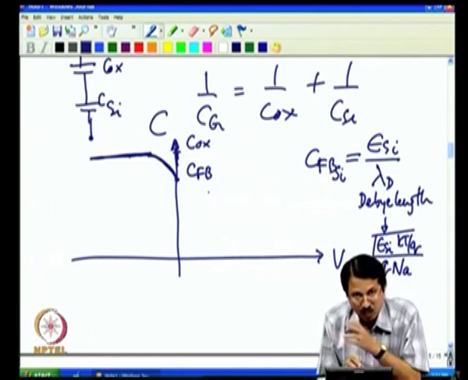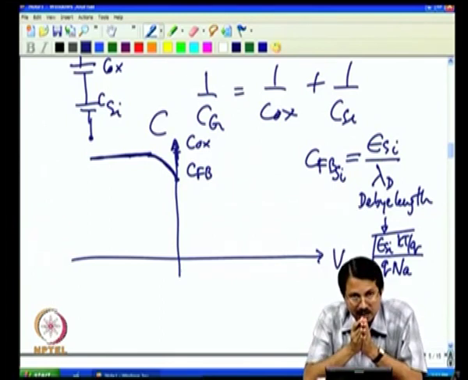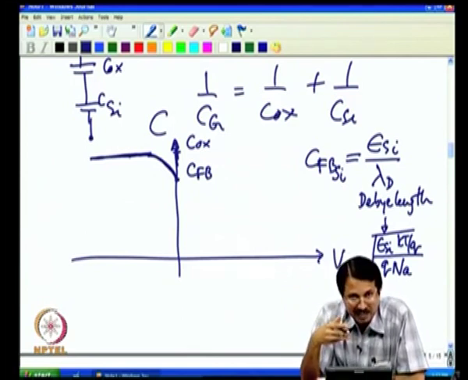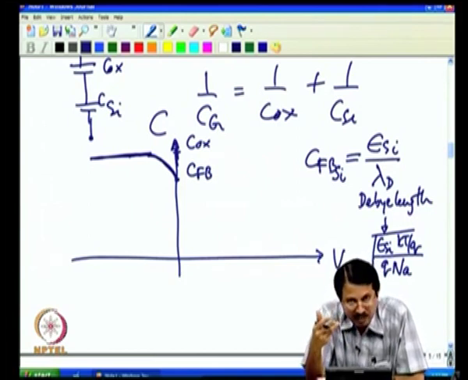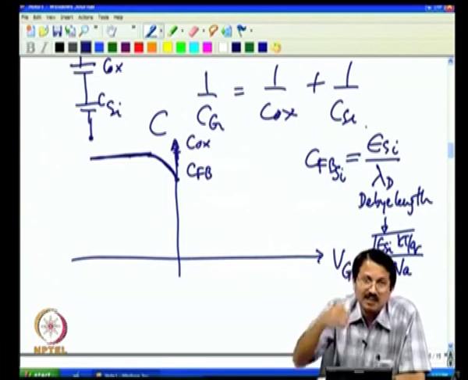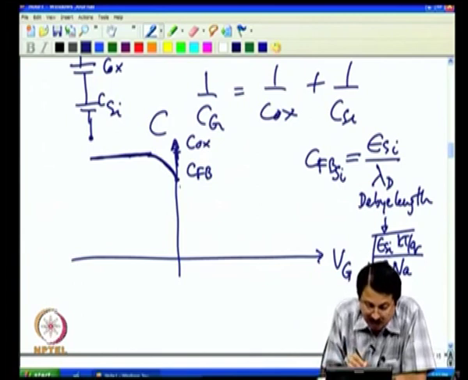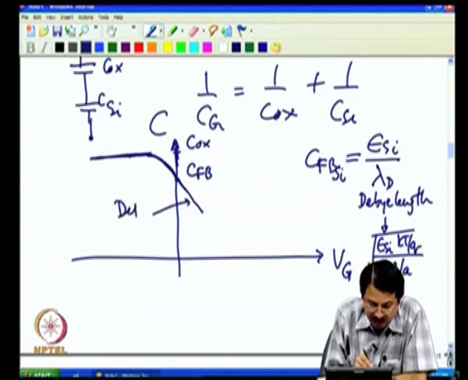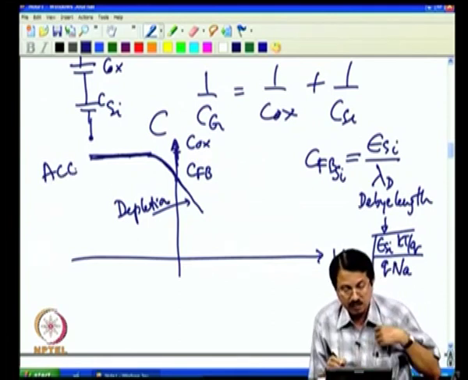Beyond this, I am going into the depletion region. In the depletion region, what is happening? The charge is of course not changing as fast as it was in accumulation and even in flat band condition. The charge changes only as a square root function of psi s. This means the silicon capacitance continues to go down in the depletion region further and further, and hence you would obviously expect this to continue to go down. So, this is what we call the depletion region, and this is really the accumulation region.